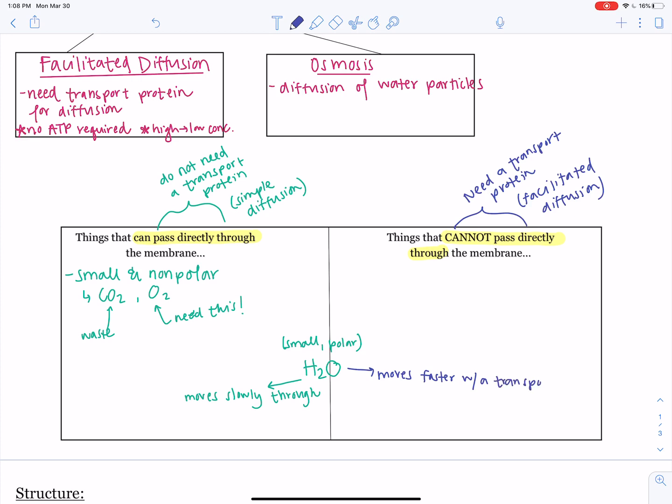And its transport protein, just like osmosis has a special name, its transport protein also gets a special name. It is called an aquaporin.